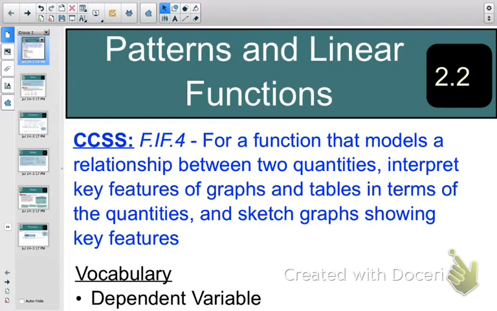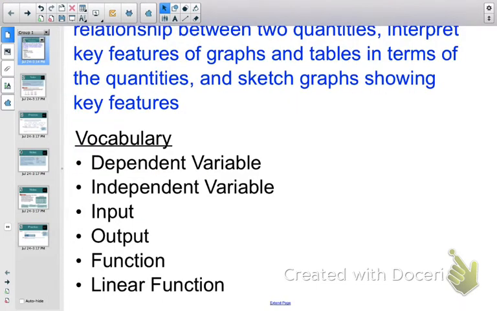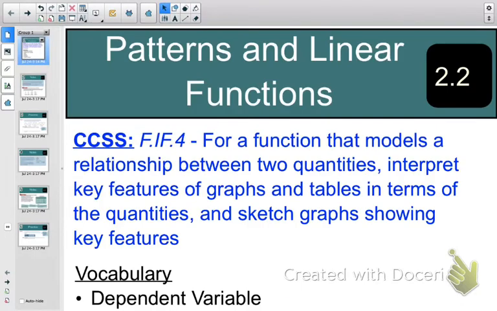Welcome back, y'all. Today we're going to look at lesson 2.2, which is titled Patterns and Linear Functions. Same Common Core State Standard, a couple different vocab words: dependent variable, independent variable, input, output, function, linear function. Lots of fun things to talk about today. So let's get to it.